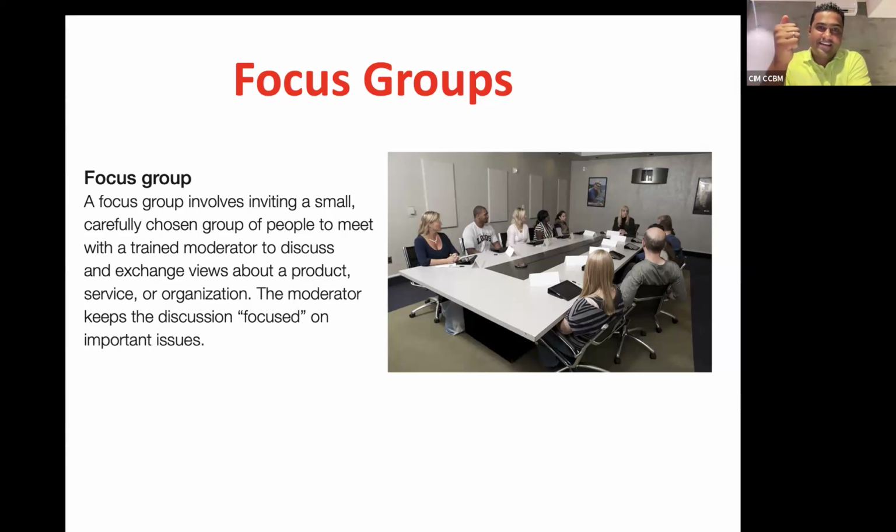So secondary research had 2 types, internal and external. And then primary research had 2 types, qualitative and quantitative. Qualitative had in-depth interviews. Now we looked at focus groups. And next we're going to look at the Delphi technique.